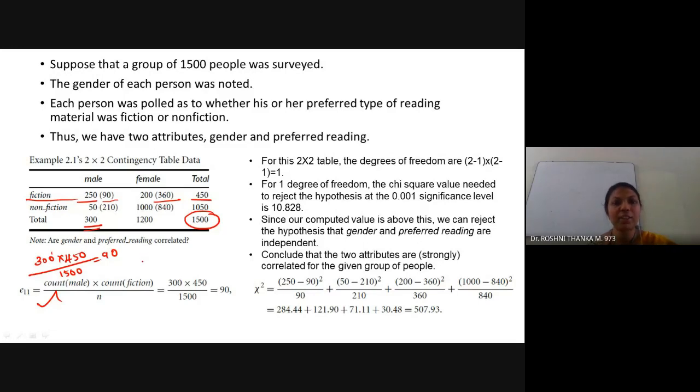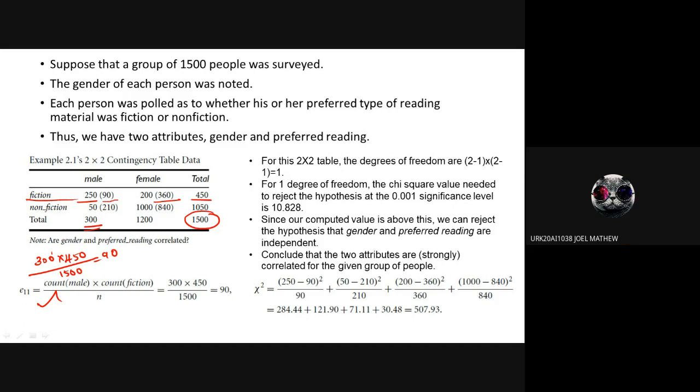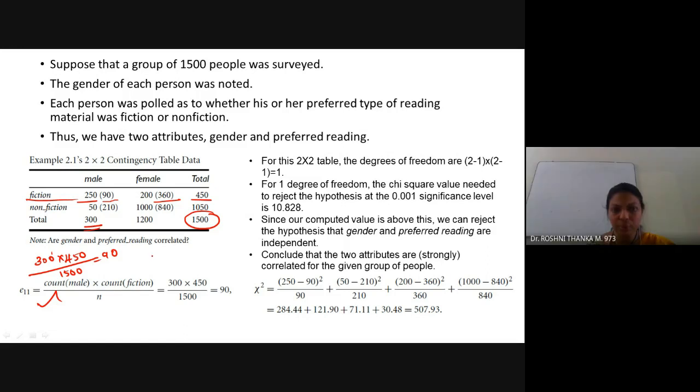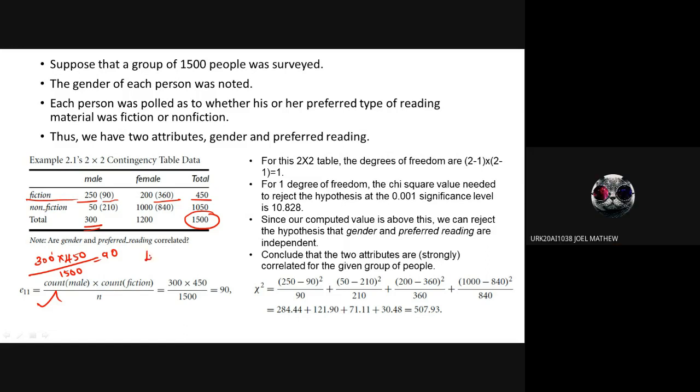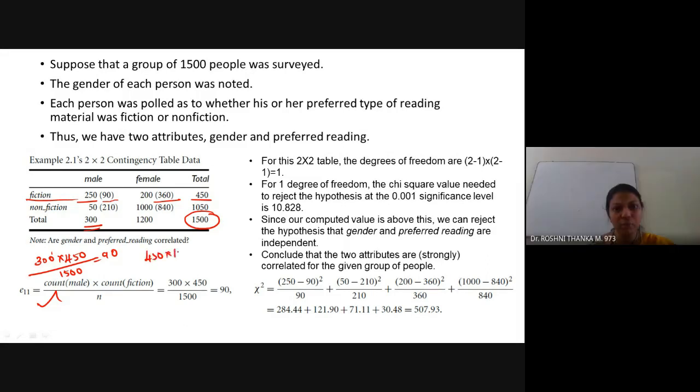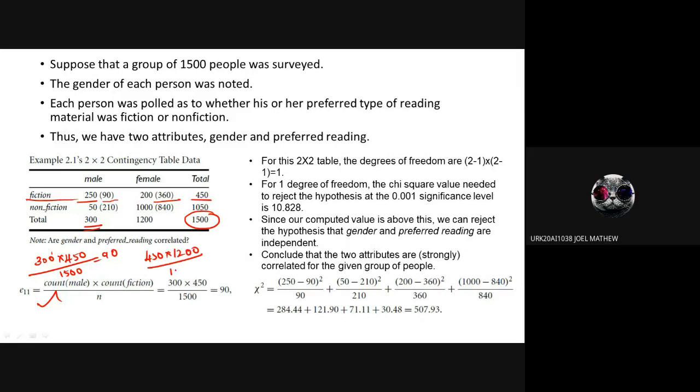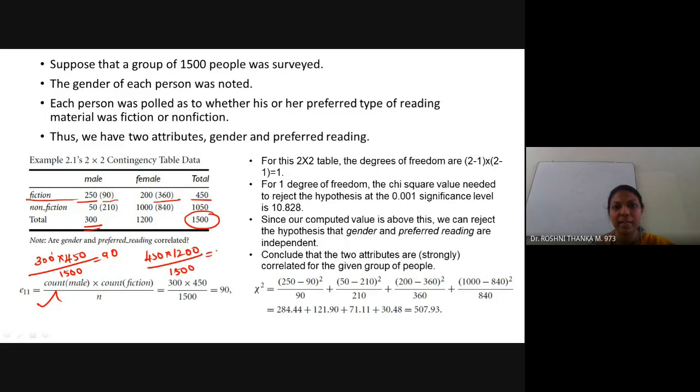Are you understanding or not? Ma'am, 450 into 1200 by 1500. 450 into 1200, very good. 450 into 1200 divided by 1500. Excellent, ma'am. So this will give you 360.